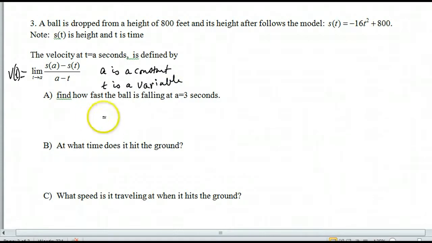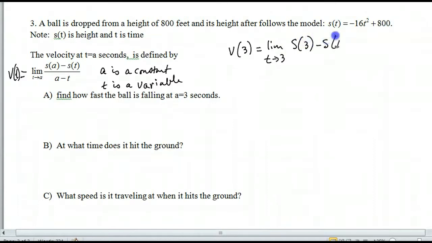And so under this situation, we drop a ball from 800 feet and it's modeled by this right here. What we want to do is find how fast the ball is falling at a equal to 3. So that's my constant. So my velocity at time 3 is going to be the limit as t approaches 3 of s of 3. I'll write this all out.